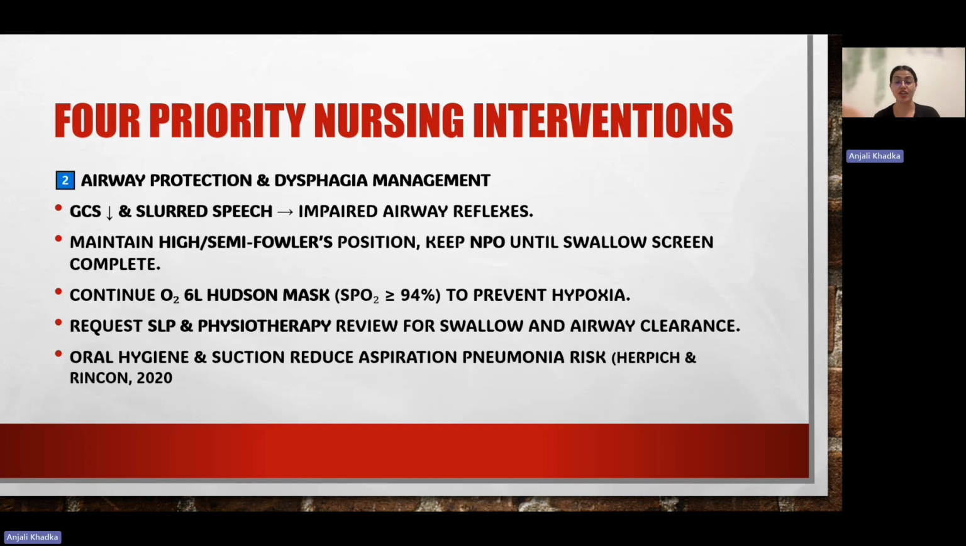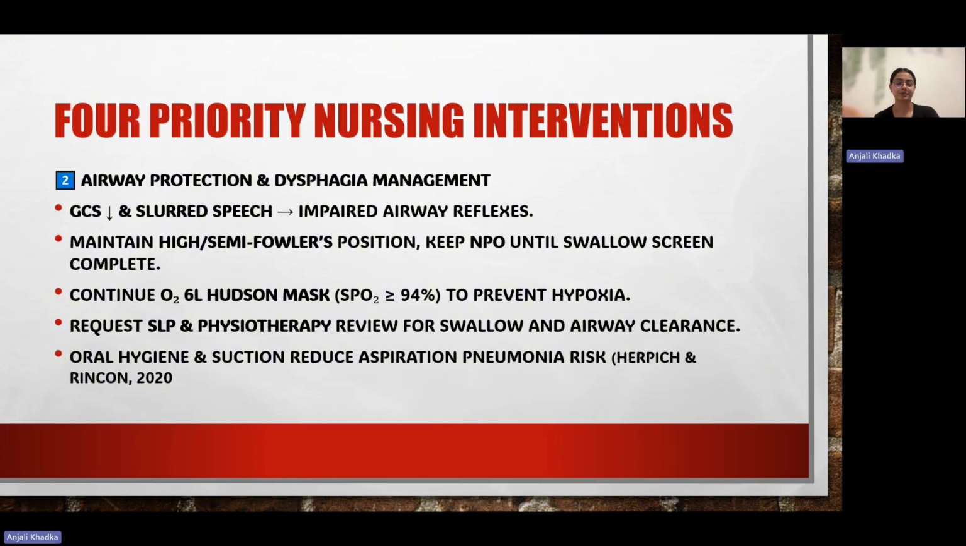Airway protection and dysphagia management. As her face was drooping and her speech became slurred, airway protection became a top priority. I would like to position her in a semi or high Fowler's position to reduce the risk of aspiration and atelectasis, and keep her nil by mouth until a swallow screen is completed to ensure her airway is patent. Continue her at 6 liters oxygen via Hudson mask, maintaining oxygen saturation of greater than or equal to 94%, consistent with Stroke Foundation 2023 guidelines.